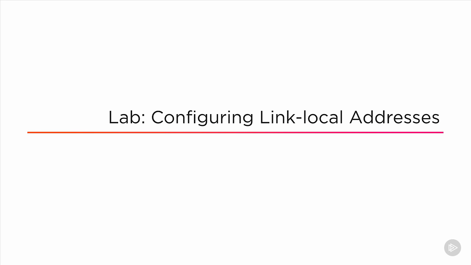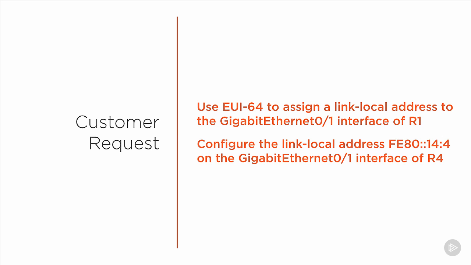We're going to start by configuring link local addresses. Let's take a look at our next customer request, which, as you probably have guessed, has something to do with this topic. The customer has asked us to use EUI64 to assign a link local address to the gigabit 0/1 interface of R1, and then to configure the link local address FE80::14:4 on the gigabit 0/1 interface of R4. All right, let's jump over to R1.